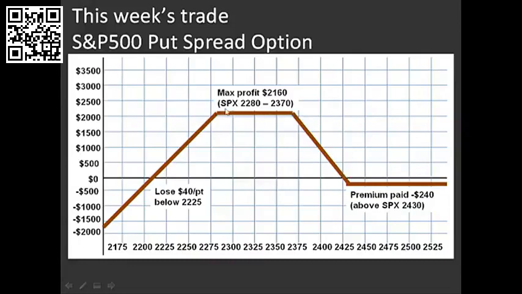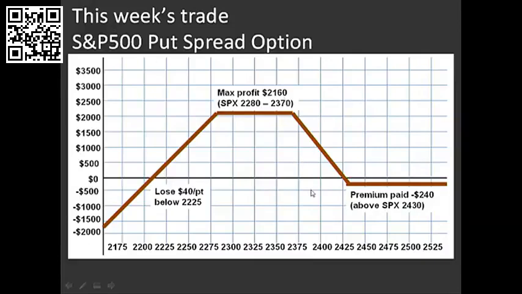It makes its maximum profit between 22.80 and 23.70. So it's a fairly wide band. Effectively, the structure only will start to really lose money and go into a danger zone down here below 22.25. So we're talking about 10% downside participation here on the S&P 500. My maximum profit is $2,160.